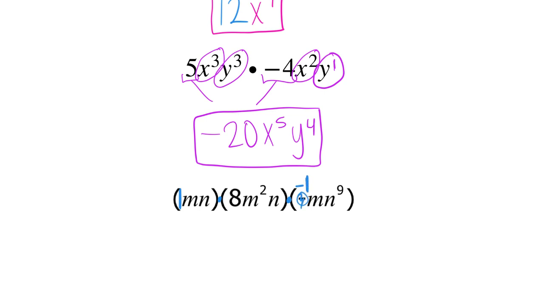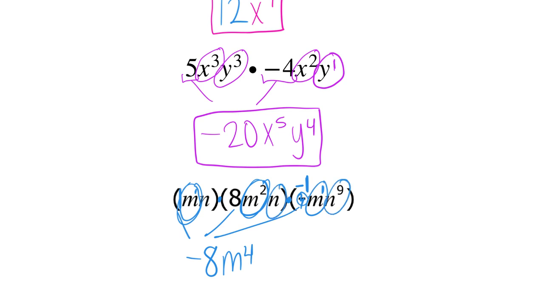So we're going to multiply all of these together. 1 times 8 times -1 would just equal -8. And then now let's take care of the letters. So we have m right here, that's m to the 1st power, right? M to the 1st, m squared, and then another m to the 1st here. So we have 1 plus 2 plus 1, that's 4. So m to the 4th power. And then for the n's, we have 9, 10, 11. So n to the 11th.